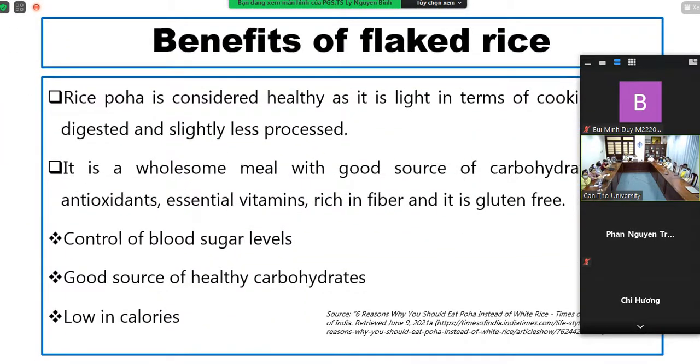Now, some of the benefits of flaked rice are: rice poha is considered very healthy, as it is very easy and light in terms of cooking, it's easily digested, and it is slightly less processed. It is a wholesome meal with a good source of carbohydrates, iron, antioxidants, essential vitamins, rich in fiber. It is gluten-free. It helps in the control of blood sugar levels, is a good source of healthy carbohydrates, and low in calories.